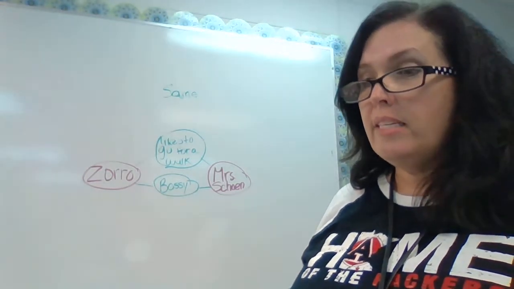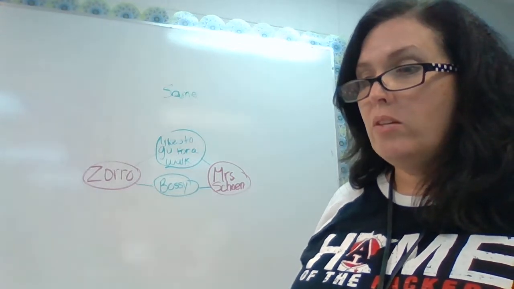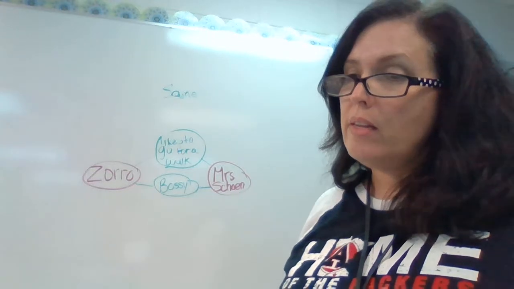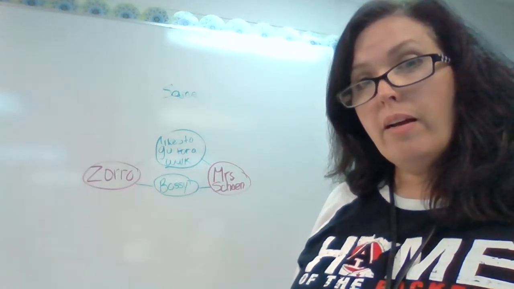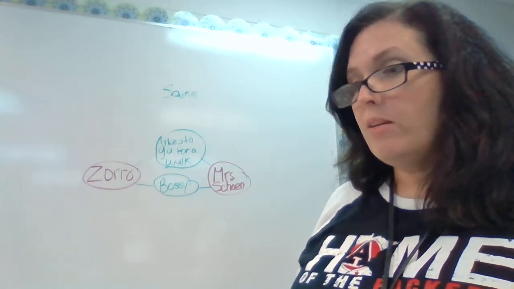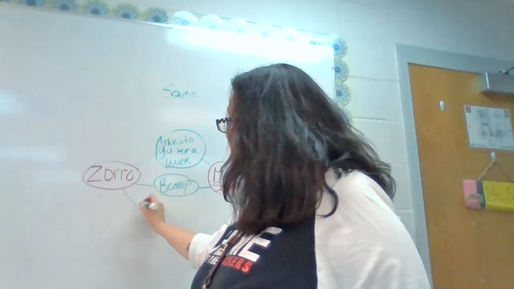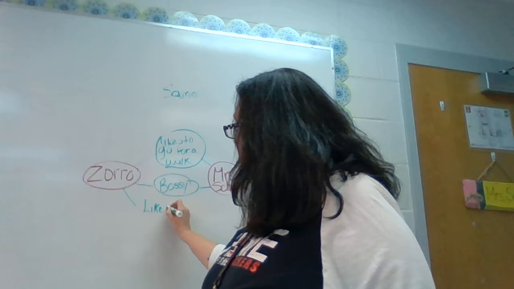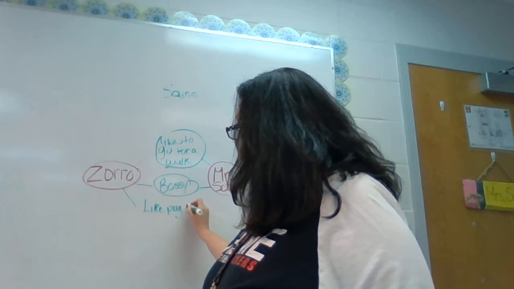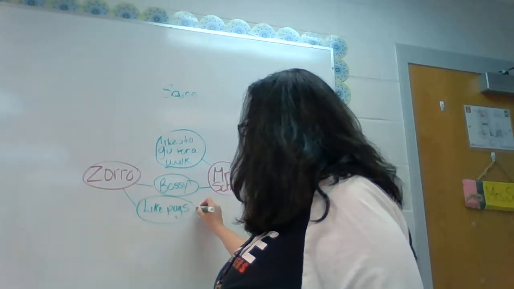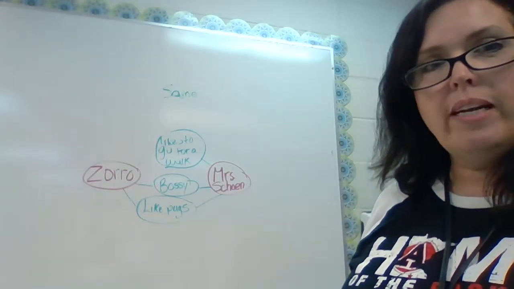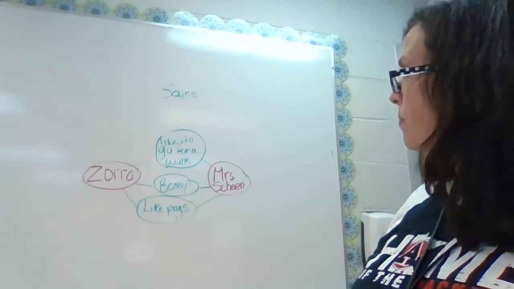So it didn't say this in the story, but I would think that Zorro likes pugs because he is a pug. So I'm going to put on here that Zorro and I both, we like pugs. I would think that Zorro probably likes himself. Okay, so that's me kind of making a little bit of an inference there. I just took information from the story.